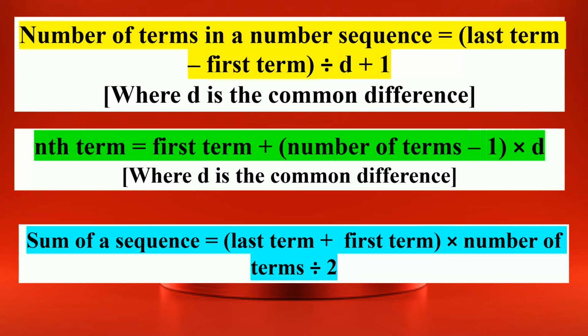Number of terms in a number sequence is equal to the last term minus the first term divided by d, plus 1. D is the common difference. Nth term is equal to the first term plus number of terms minus 1 into d. D is a common difference. Sum of a sequence is equal to last term plus first term into number of terms divided by 2.